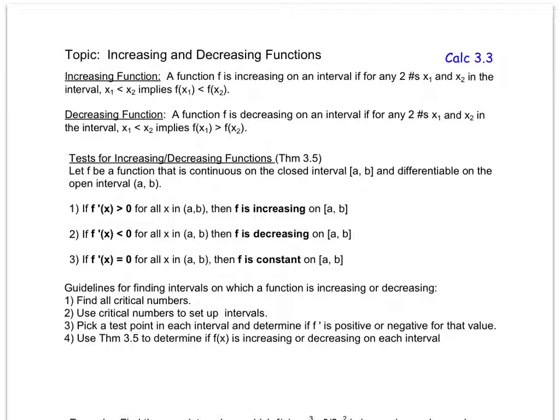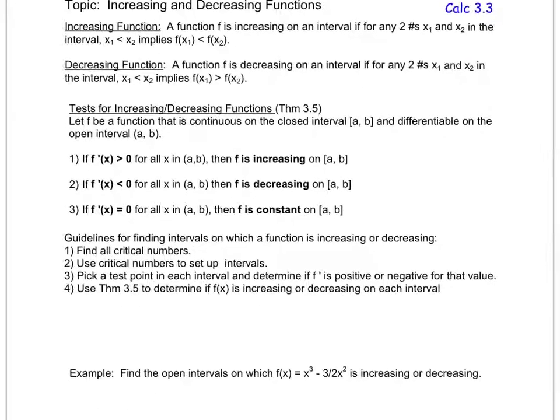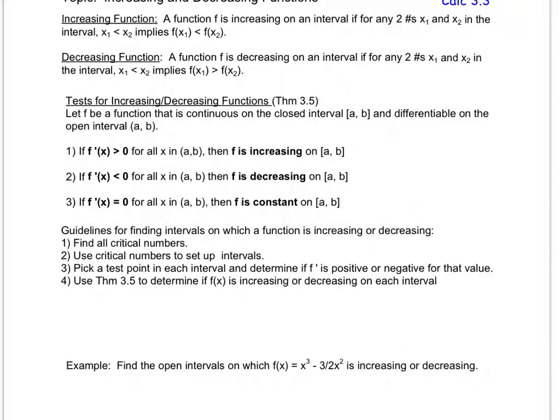So we're going to learn some tests for checking to see if a function is increasing or decreasing. Since increasing functions have a positive slope, if after I find my derivative, my derivative is positive or greater than 0, then my function is increasing. Since decreasing functions have a negative slope, if my derivative is less than 0 or negative, I can say my function is decreasing. And if my derivative equals 0, then I can say that my function is constant, which we've looked at before, that constant functions have a derivative of 0.